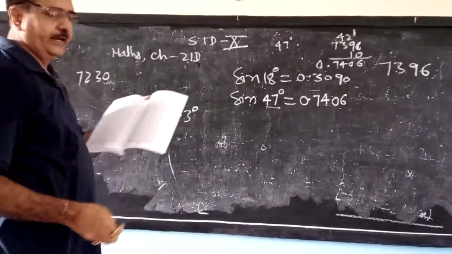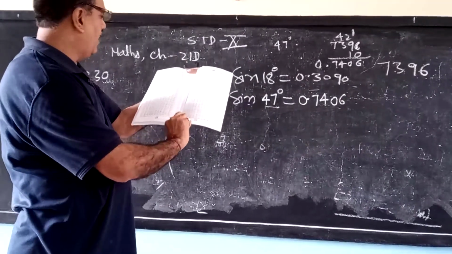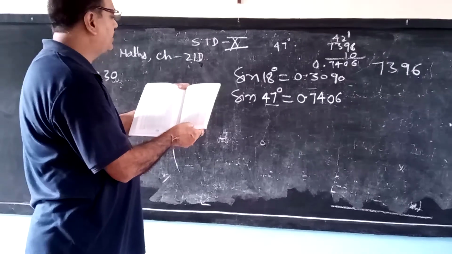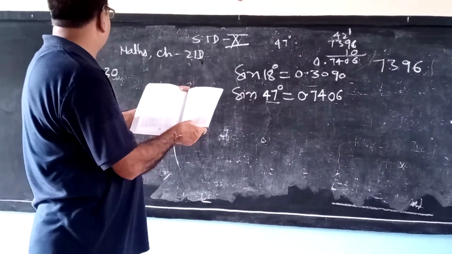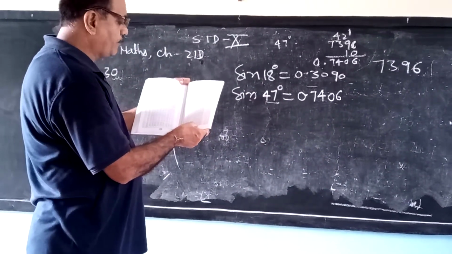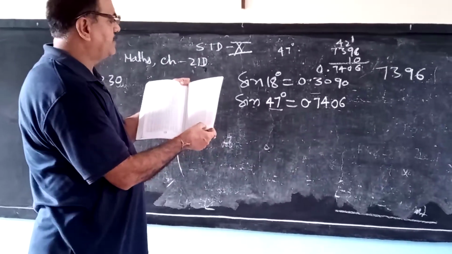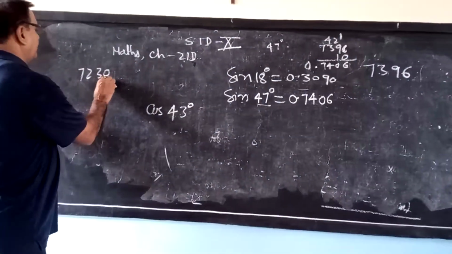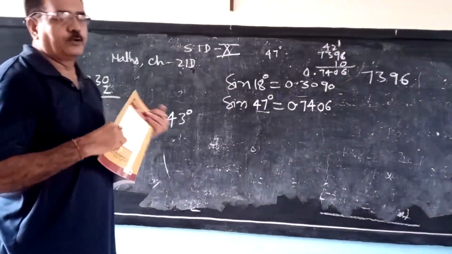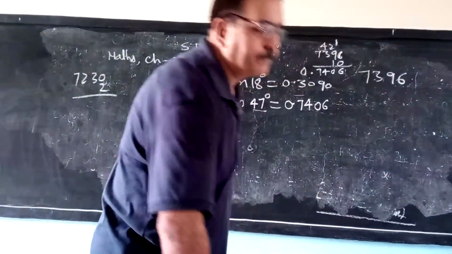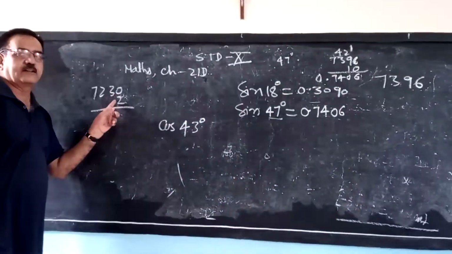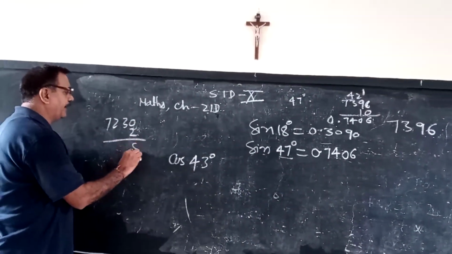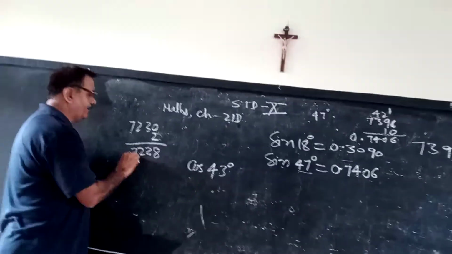7230. Then 1 is left, because it is 43. So we have seen the 43 degree, 42 column, that is 7230. One more minute, so we will go to the mean difference column. What is the value given for 1 in the mean difference column? 2 here. Now what will we do in case of cos? We will subtract. The mean difference value will be subtracted here. 10, 8, 2, 2, 7.